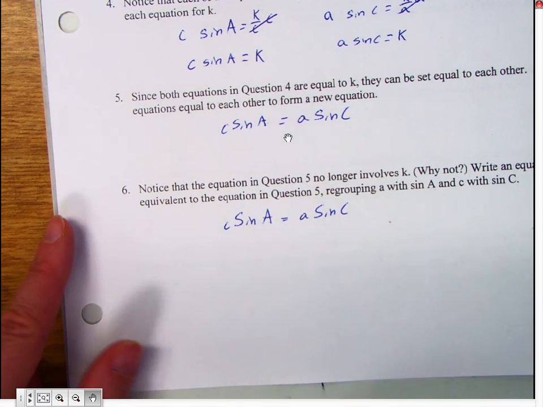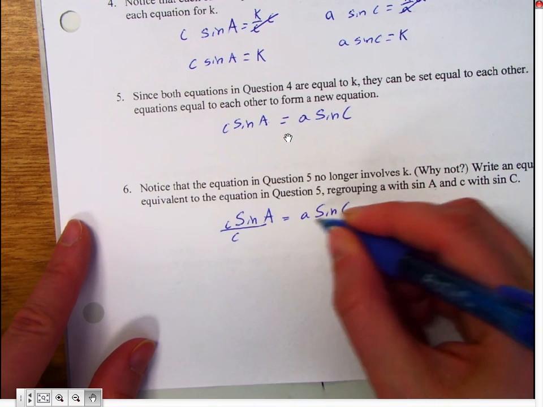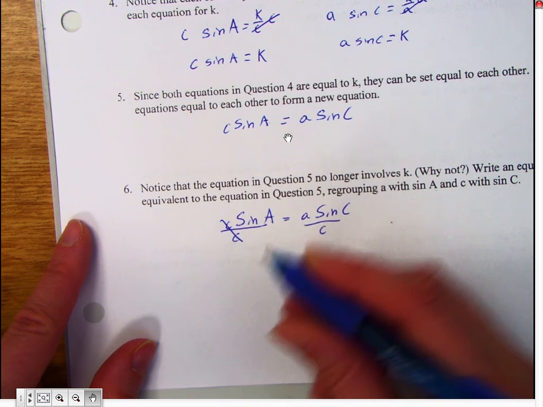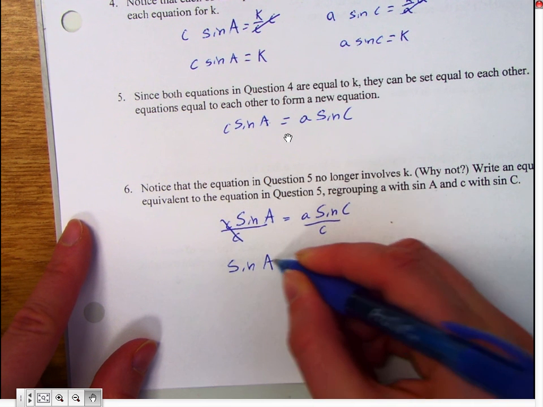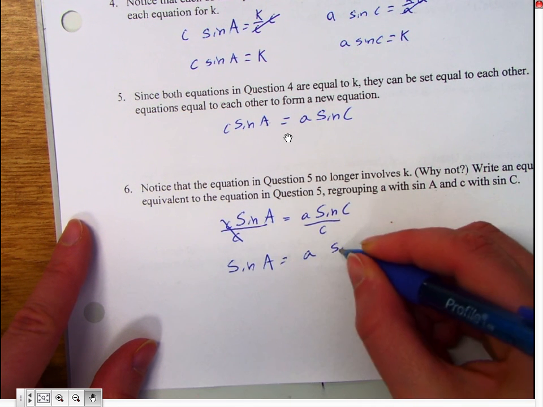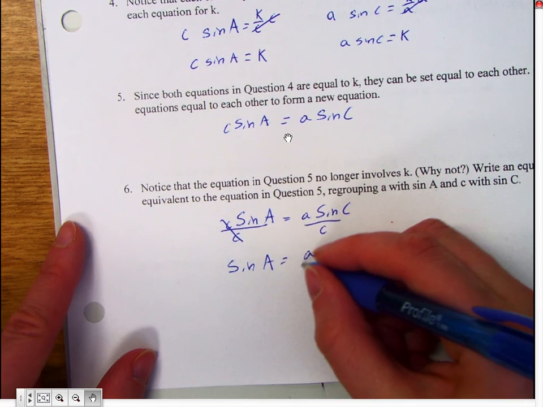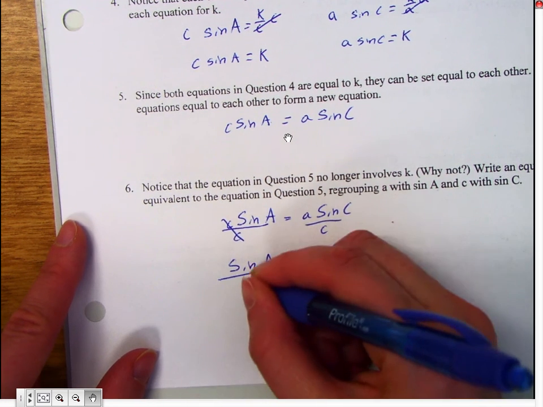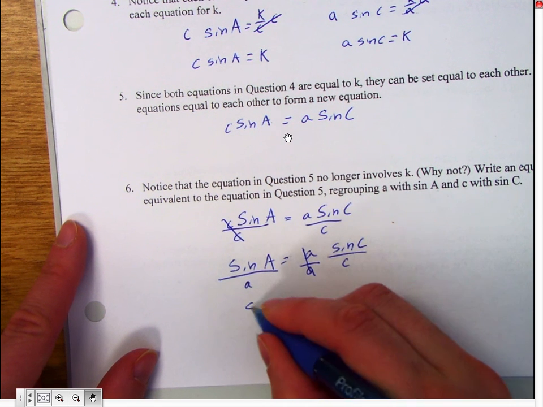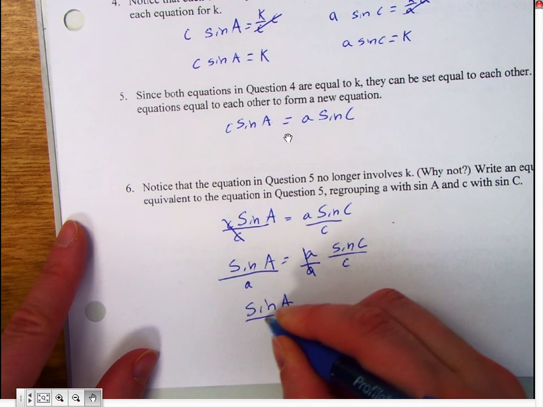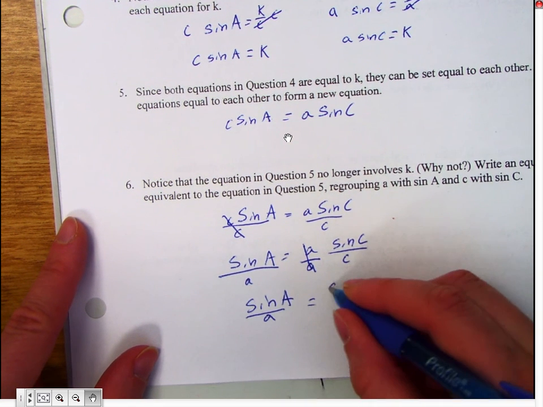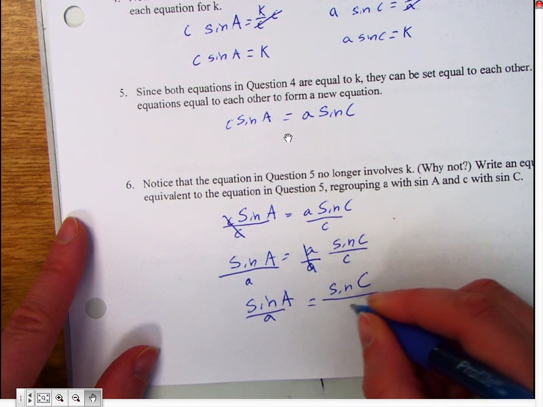I'm going to divide by little c. They cancel, and I get sine big A equals little a sine C over C. Now I'm going to get rid of that little a. I'm going to divide both sides by little a. They cancel. And I'm left with big sine A over little a equals sine C, big C, over little c.